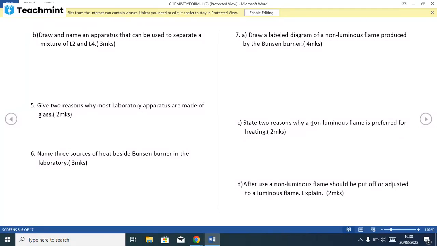Luminous flame. Which one produces lights? Forget the light matters. Non-luminous flame produces much heat than luminous flame. Point number 1, complete. Point number 2, or reason number 2.